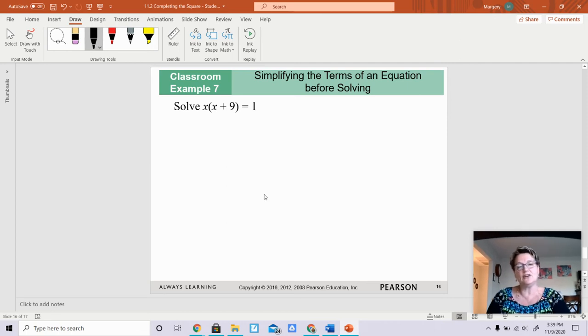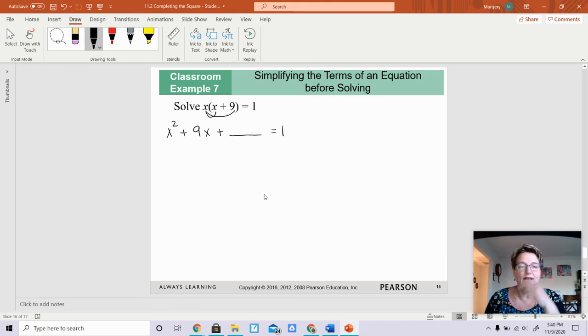So the first thing you're going to have to do is make this into a quadratic equation where it's going to have x squared, and a linear term if there is one. So you're going to have to actually expand this. So x times x is x squared. x times 9 is 9x. Plus something. We don't know what that something is, but I need to keep the constant on the other side.